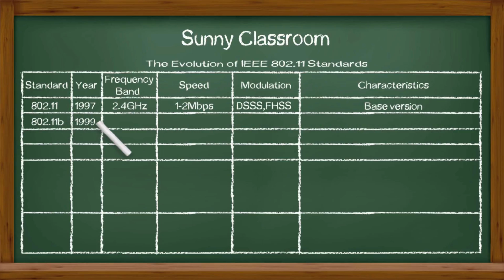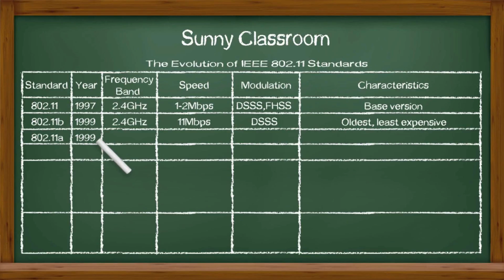802.11b was released 2 years later. Its speed is about 11 megabits per second. Modulation method is DSSS. It's the oldest version in use and the least expensive, so to speak.